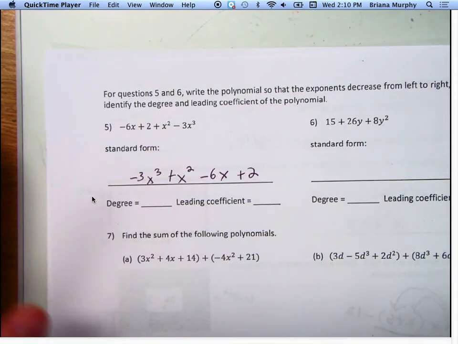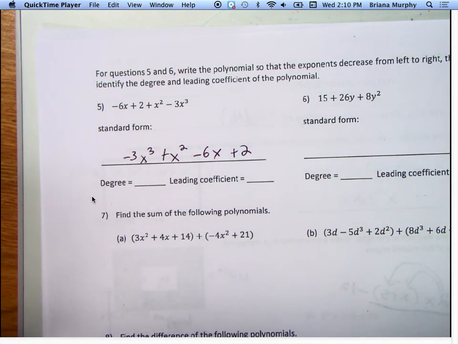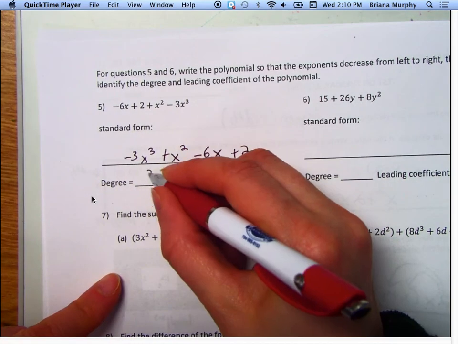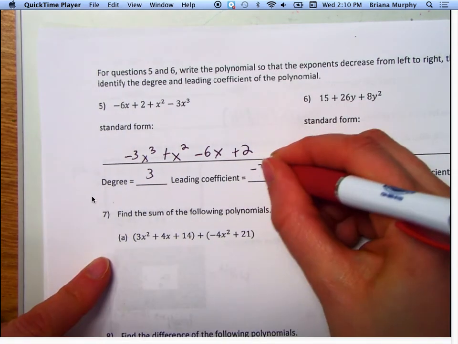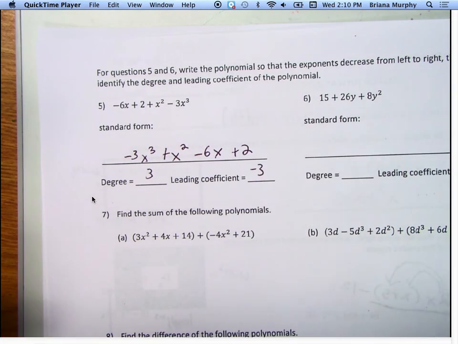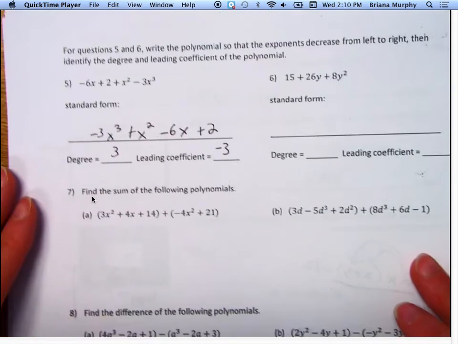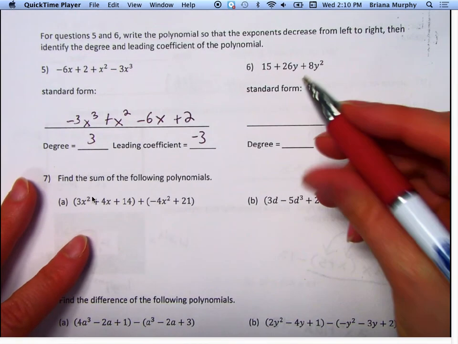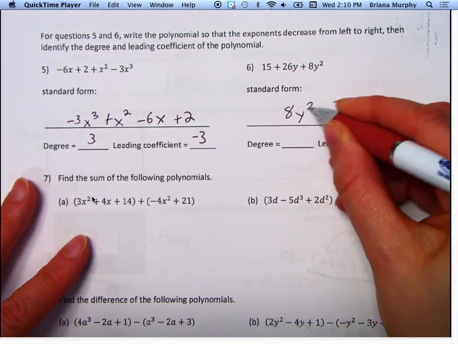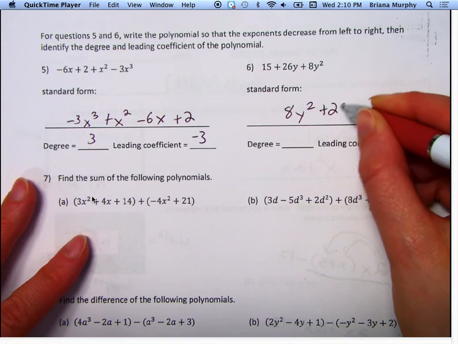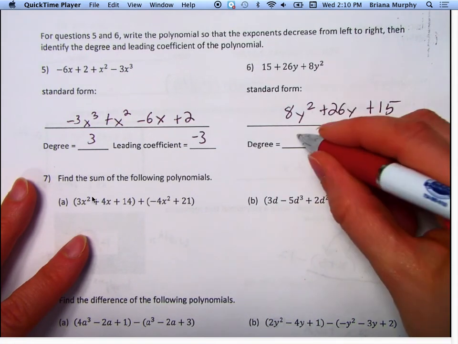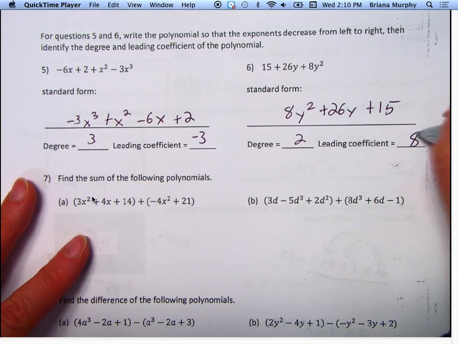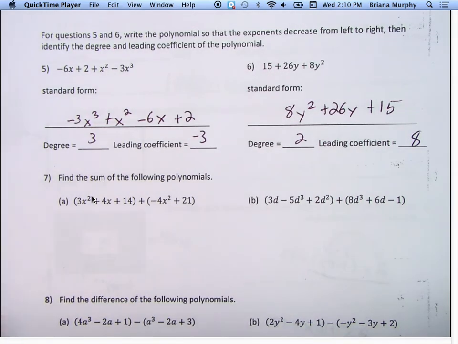Right? Okay. What's the degree? 3. 3, because it's the biggest degree. What's the leading coefficient? Negative 3. How are we feeling about that? Okay, should we do another one? What do we get? 8y squared plus 26y plus 50. Degree? 2. Leading coefficient? 8. Okay. You think you can do that? There's at least one of those on the test.